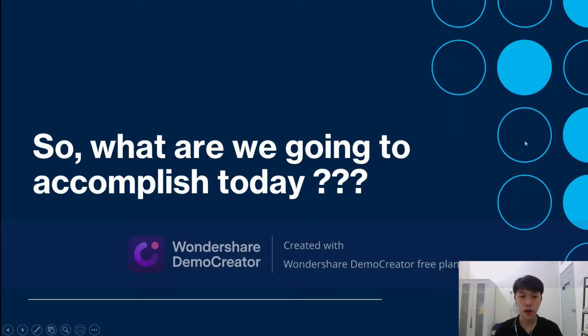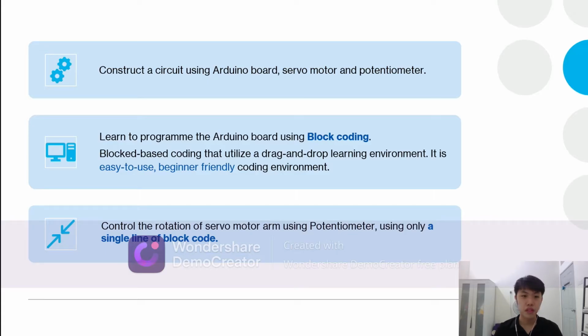So what are we going to accomplish today? What are we going to accomplish after I teach you? The first one, kita akan buat satu circuit using Arduino board, servo motor and potentiometer. Kita juga akan belajar untuk program Arduino board itu dengan gunakan block coding.